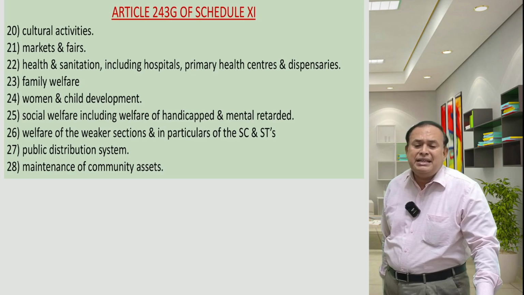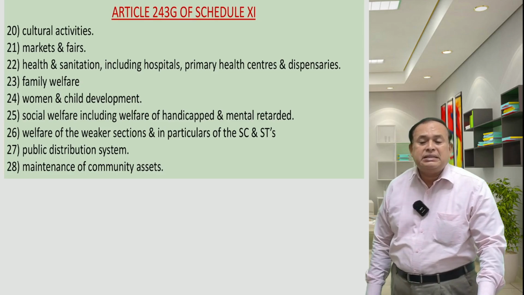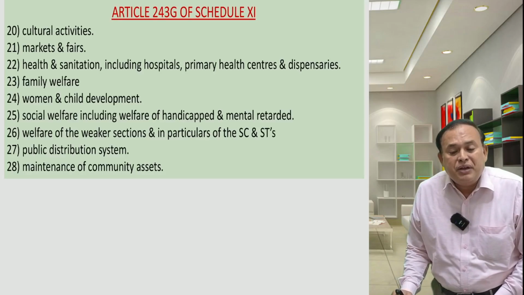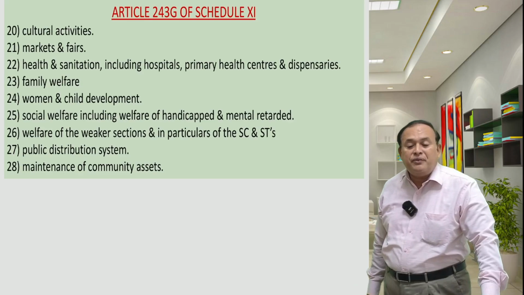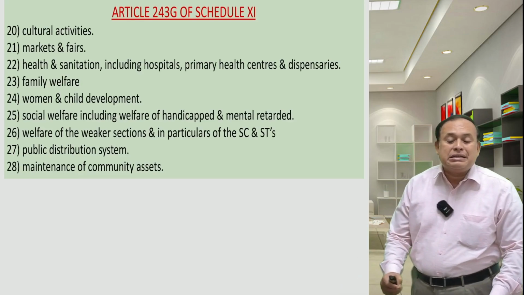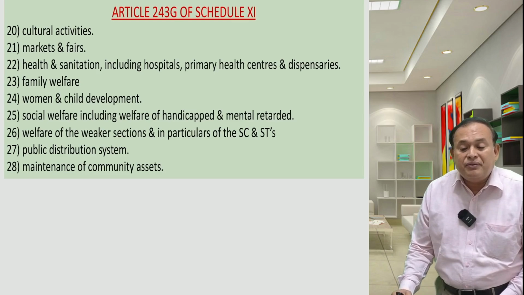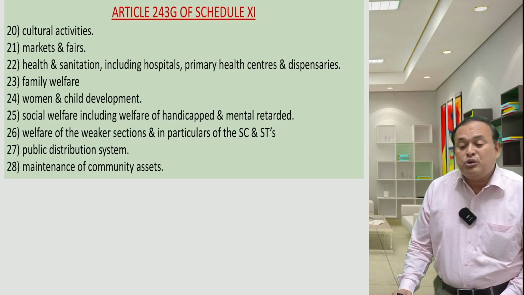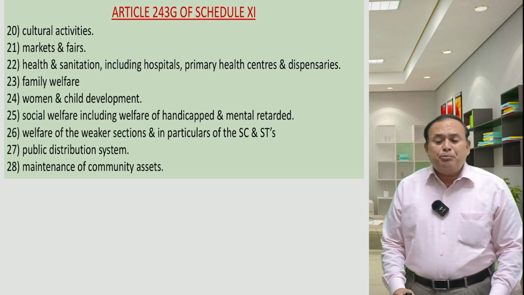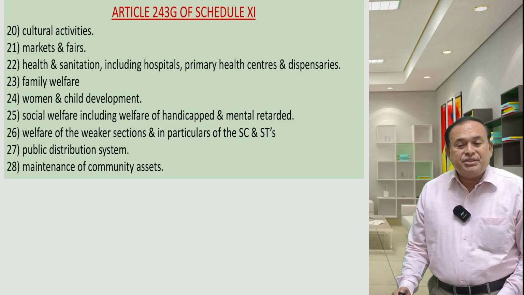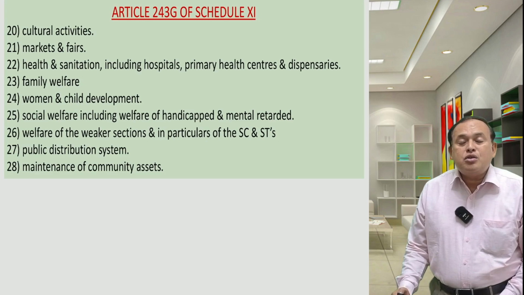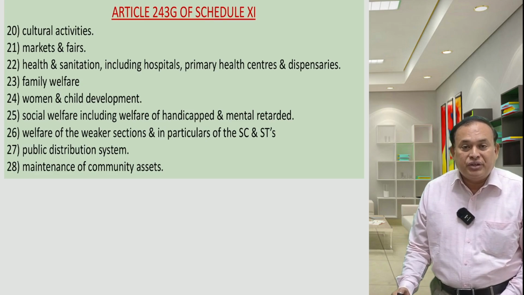fairs, health, sanitation including hospitals, primary health centers, dispensaries, family welfare, women and child development, social welfare including welfare of the handicapped and mentally retarded services, welfare of the weaker sections, and in particular of the SC/STs, public distribution systems, maintenance of community assets are called Article 243G of the Constitution of India.